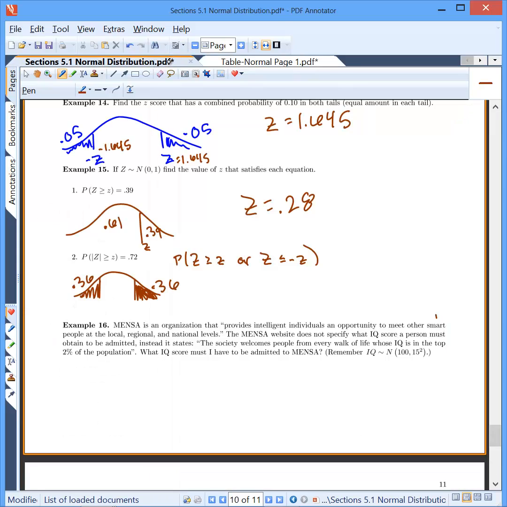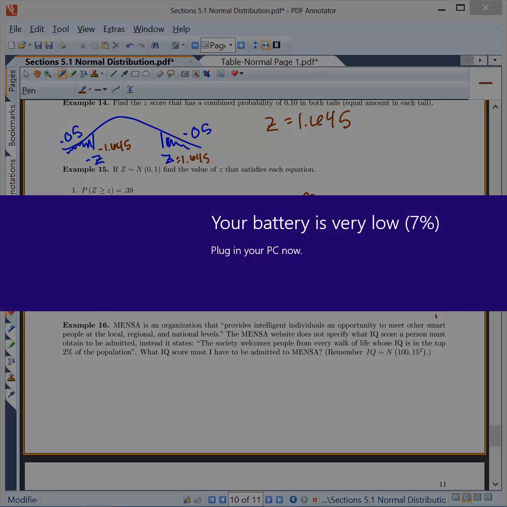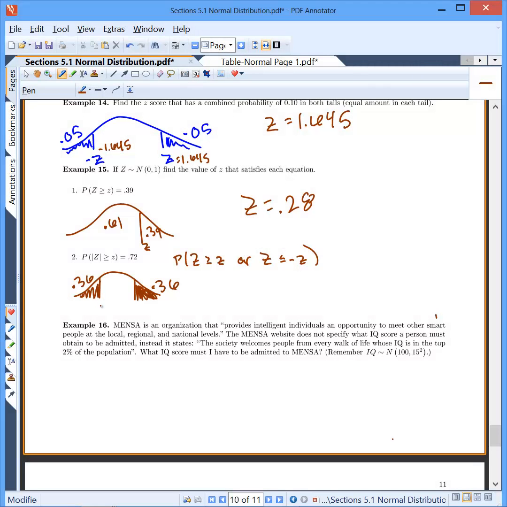That's a very strong coincidence, very unusual. So z equals negative 0.36, so negative z is negative 0.36. This is my negative 0.36, this is my 0.36. So I'm going to say z equals 0.36. Again, that was very unusual, that my z-value and the probability ended up being the same.